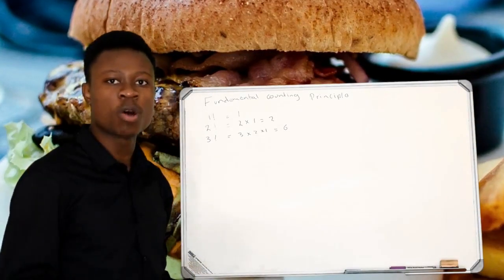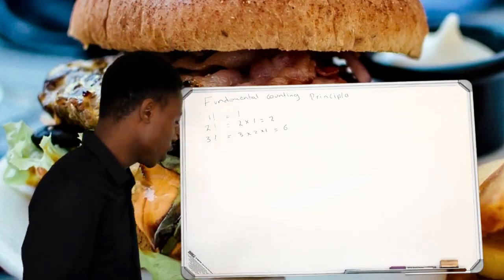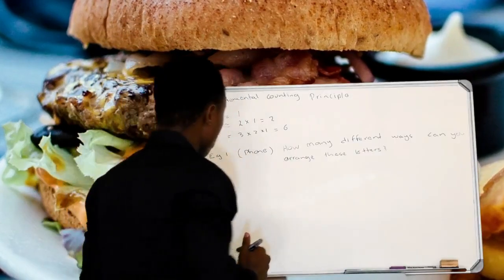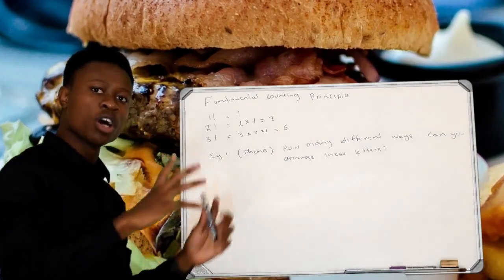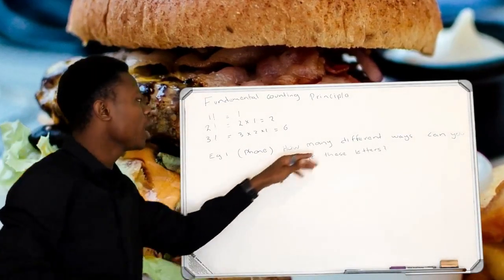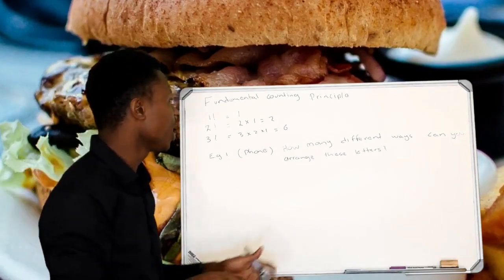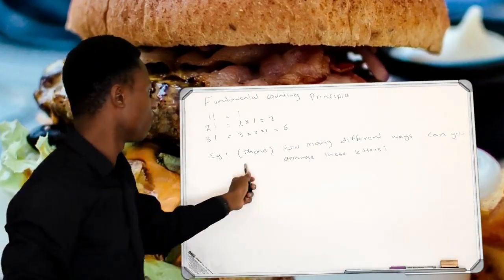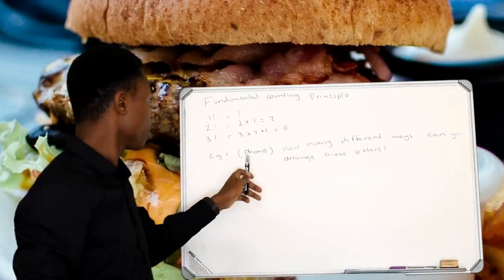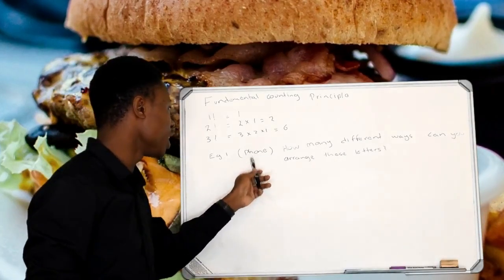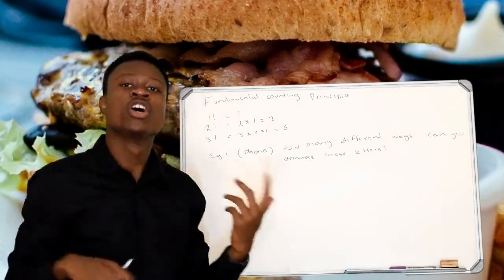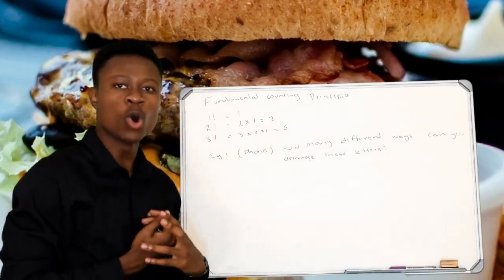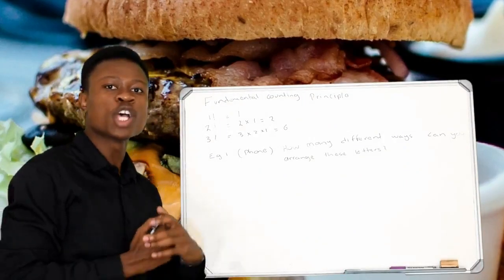So now let's do an example to see what I'm talking about. Example 1 says: phone. That's my word, that's what I want to arrange. It says how many different ways can you arrange the letters in the word phone, right? Every individual letter, like P-H-O-N-E. How many different ways can I arrange those letters? Not all of them will make sense, but those are options.